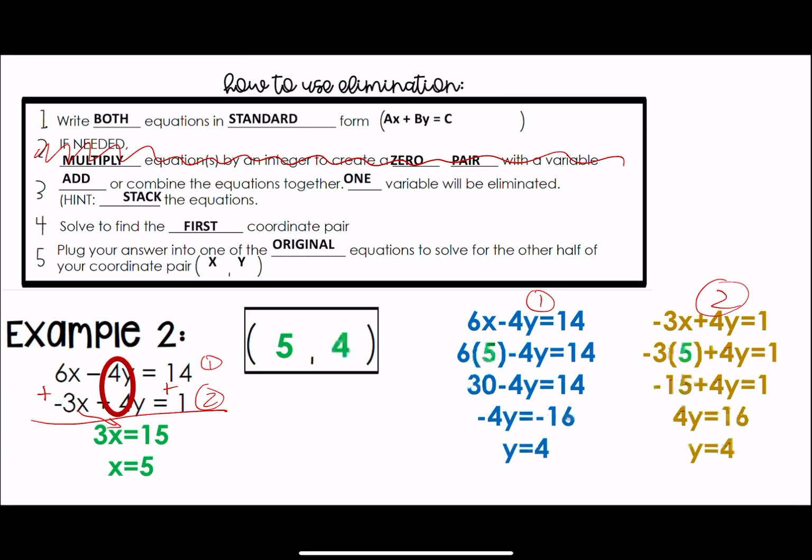Right? You can do this. Remember, pick one of them and pick the one that you like better. You don't have to pick the first one. You don't have to pick the second one, but you do have to pick one of them.